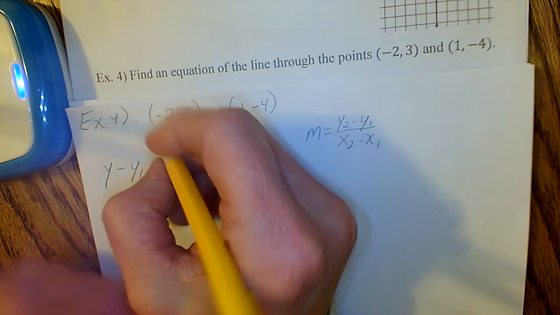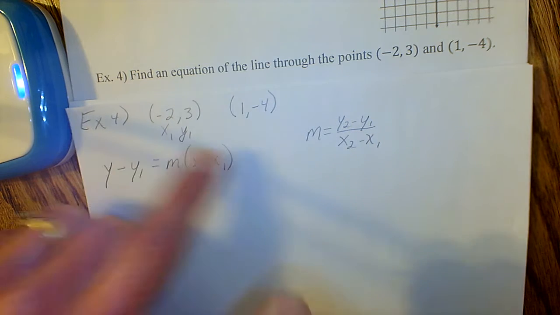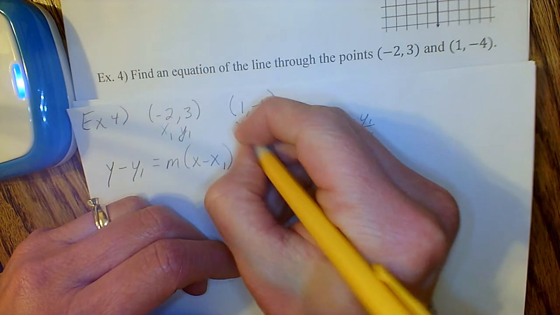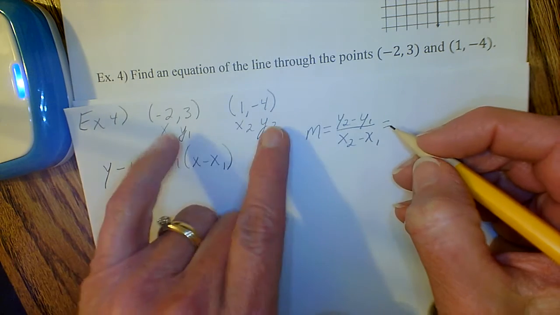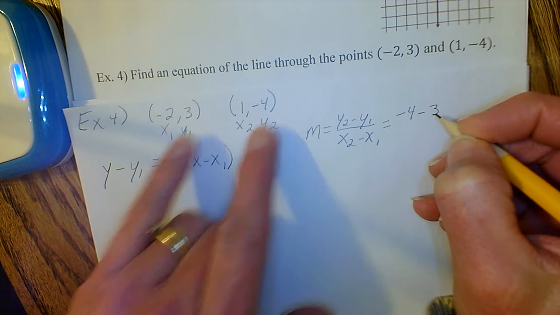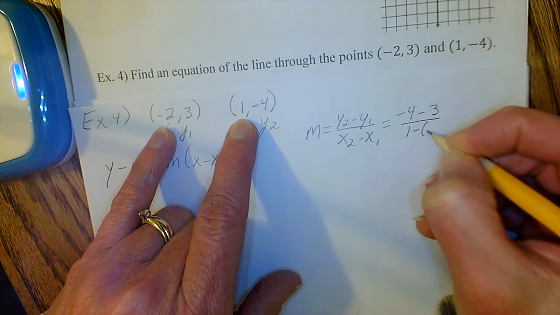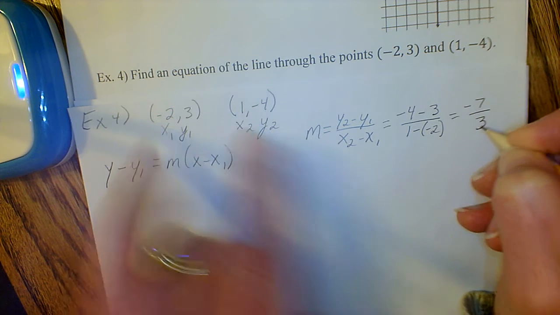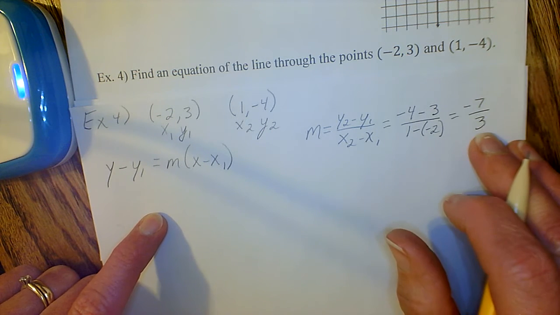Let's label our points. This will be point 1. That'll make this x1 and that y1. This can be point 2. That would make this x2 and this y2. So now we can plug those values in over here. y2 minus y1 would give us -4 minus 3. x2 minus x1 would give us 1 minus -2. That's going to give us -7 over 3 when we combine those two. So our slope is going to be -7 over 3.